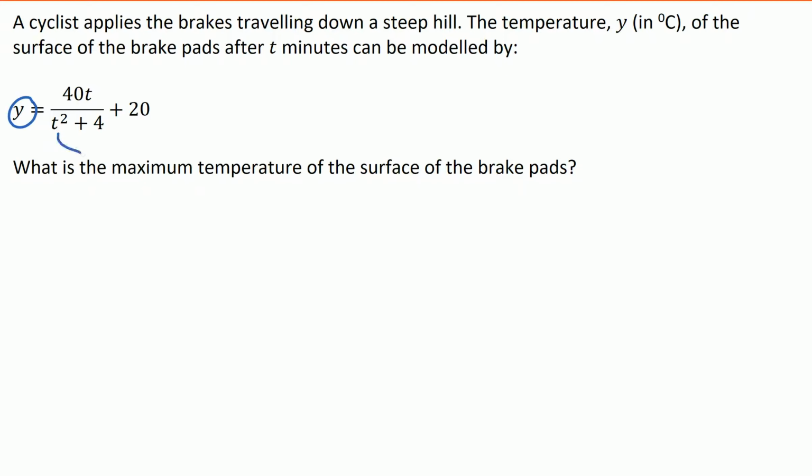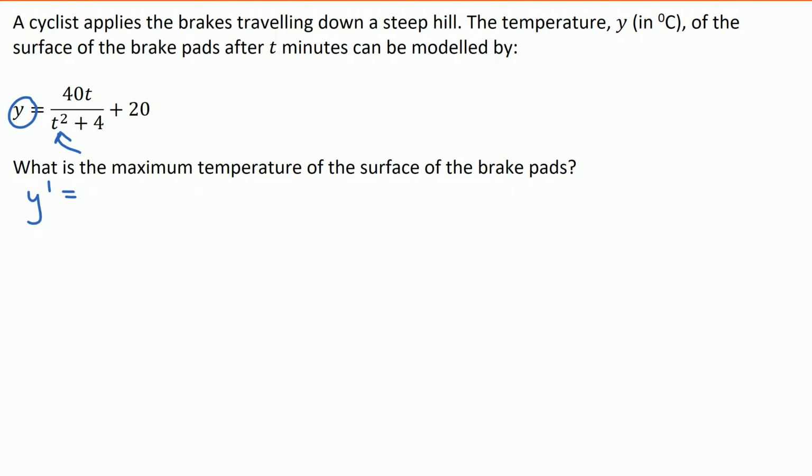T represents the number of minutes. So we're trying to find the maximum temperature. How do we do that? For a maximum temperature, we have to differentiate. So let's differentiate it. y dash is now equal to, that is a function over a function, so that is the quotient rule. So let's do the quotient rule.